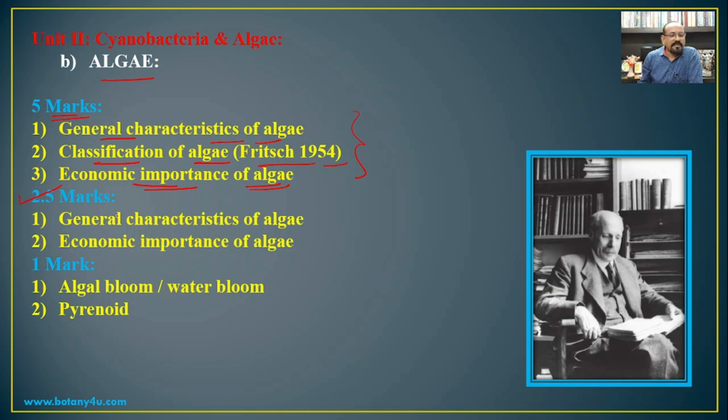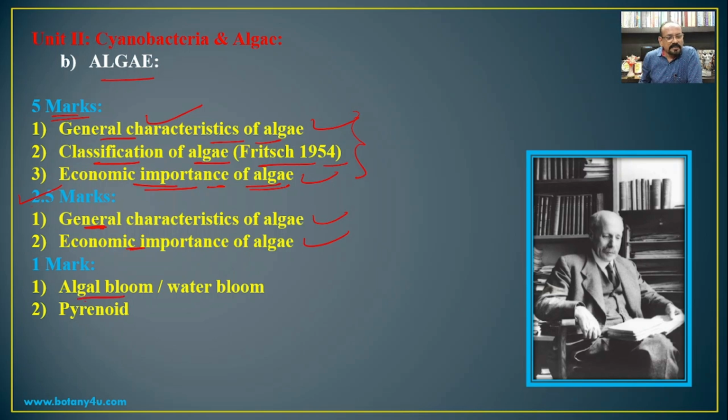For 2.5 marks, basically the general characteristics of algae, the same which was asked for the 5 marks. Then economic importance, again the same question asked for the 5 marks. Means both these questions are asked for the 5 marks as well as the 2.5 marks.